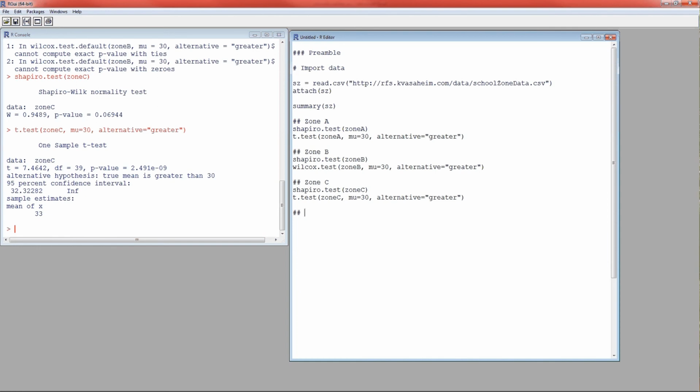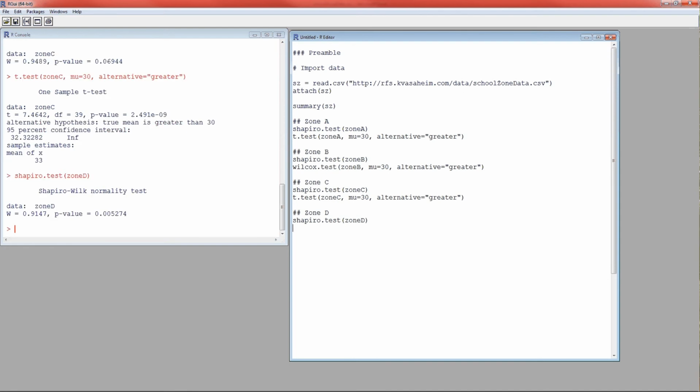While we're at it, let's go ahead and do zone D. Again, we would like to use the one-sample t-test. As a parametric test, it is more powerful than the non-parametric alternatives. The assumption of the parametric test is normality. To test normality, we will use the Shapiro-Wilk test. Zone D speeds fail this assumption test, so we must use the Wilcoxon test.